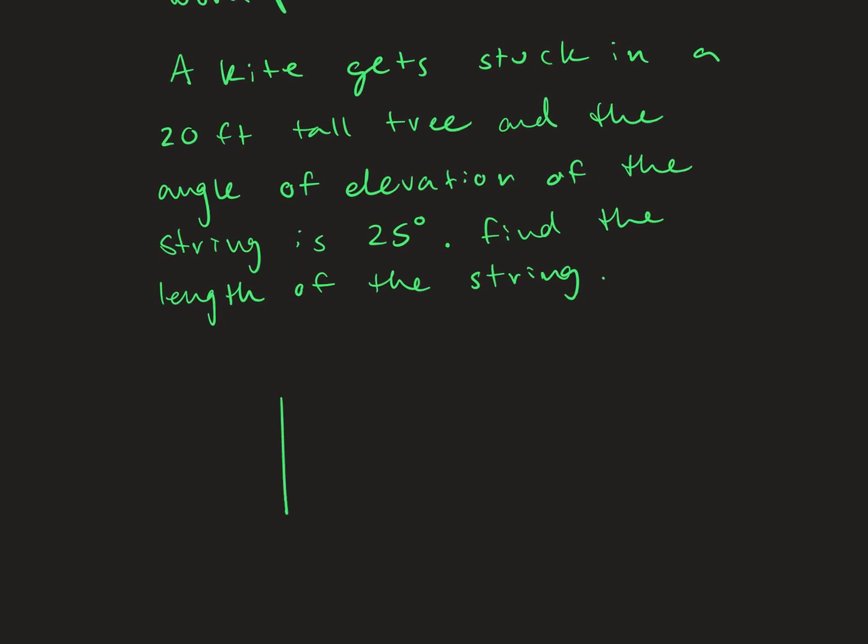So I have a tree. The kite gets stuck in the top of it. How tall is my tree? 20 feet. And the angle of elevation of the string, so that's the angle from the ground to the string, would be 25 degrees. And what is it asking me to find? Find the length. The length of the string. So the hypotenuse of my triangle.